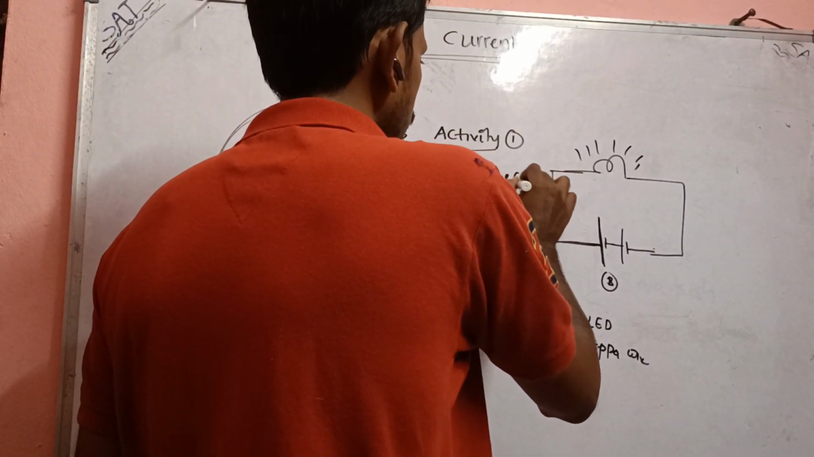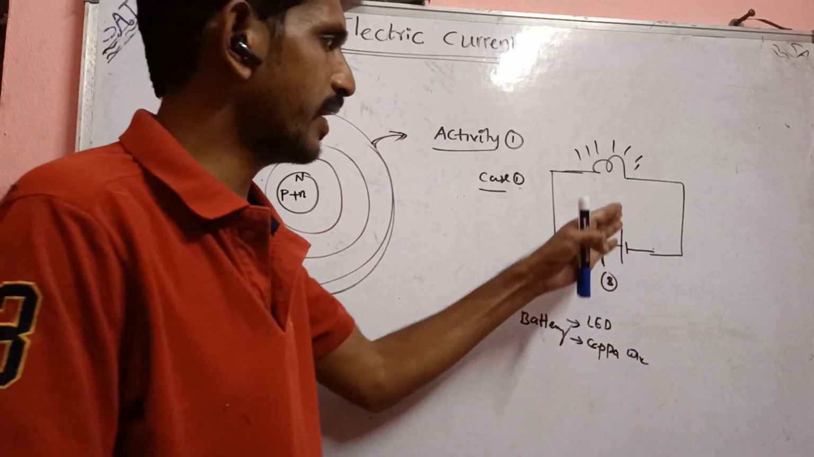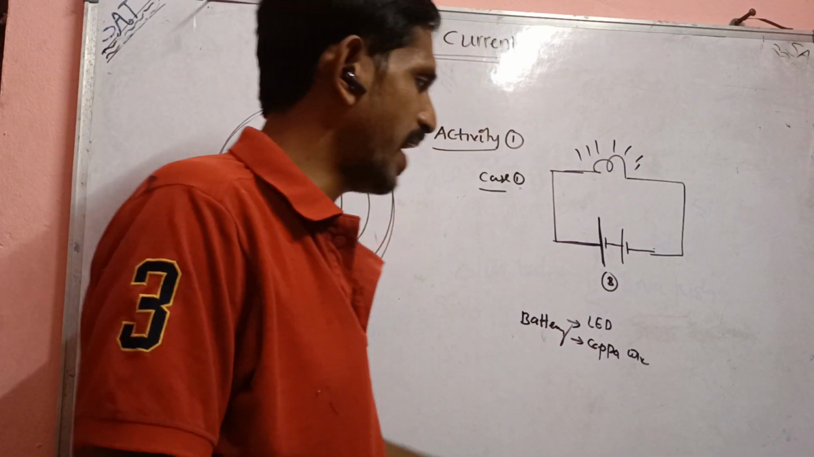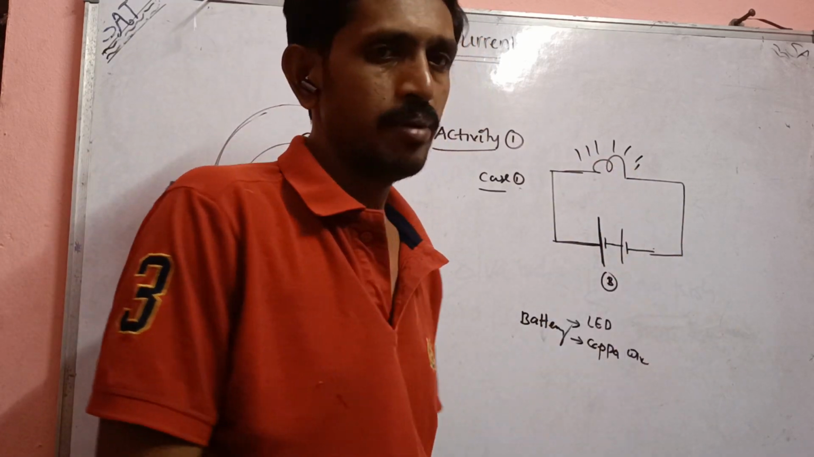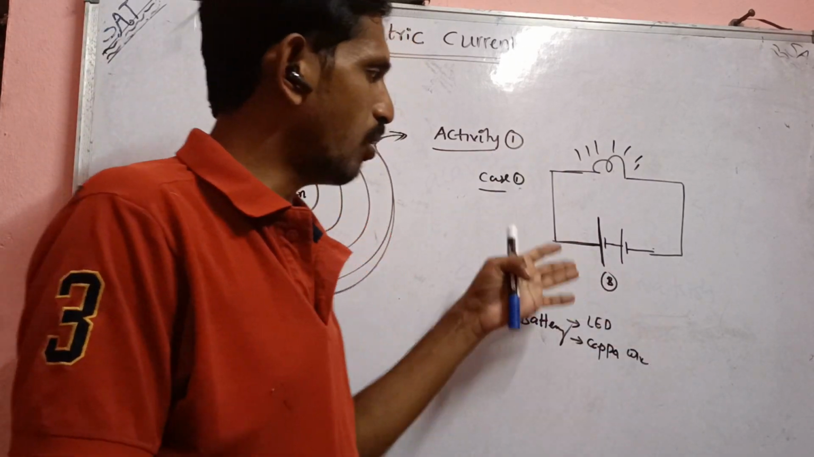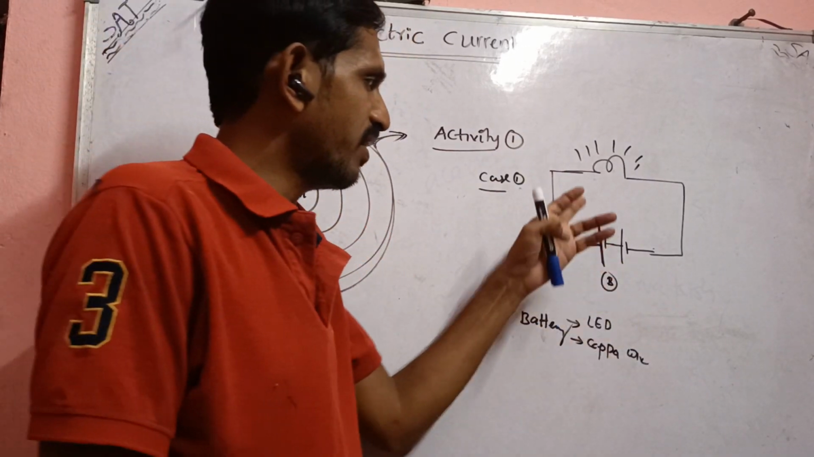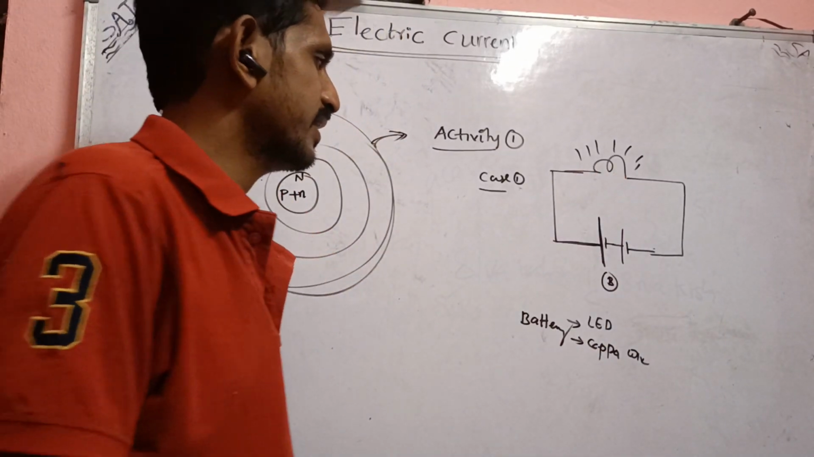This is the first case, case number 1. We have connected everything. This is a circuit consisting of battery, copper wire and also LED bulb. If you connect all the components, they are called electrical components. If you connect like this, definitely the bulb will glow.